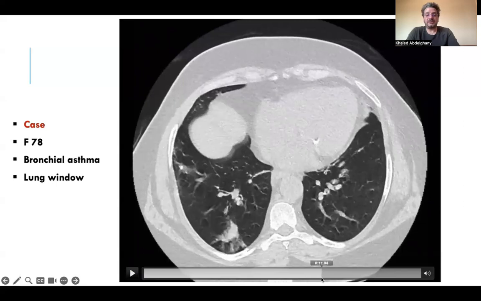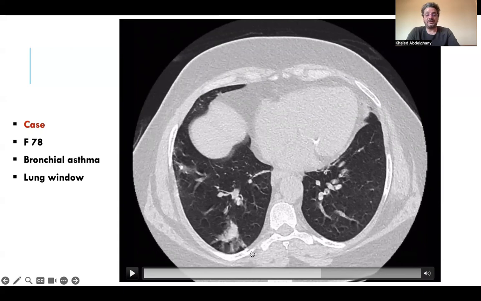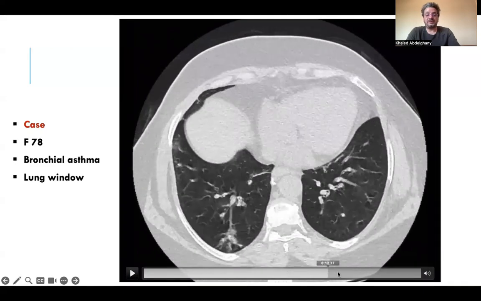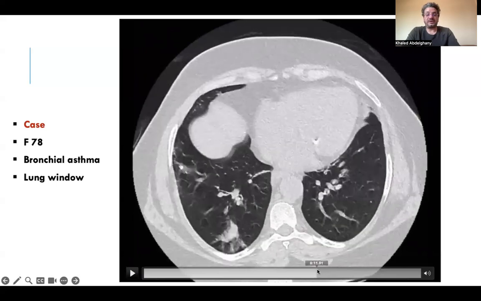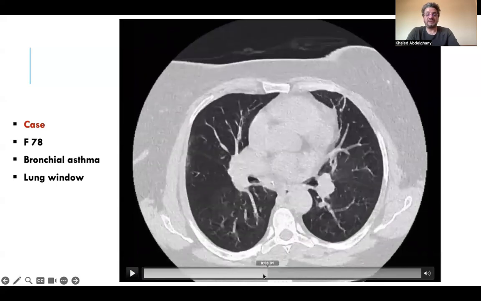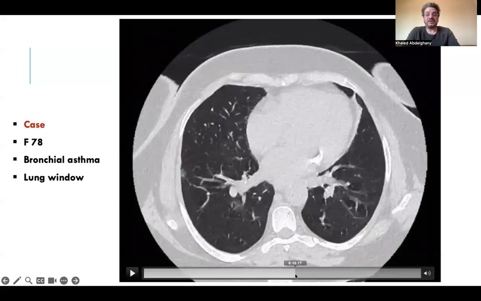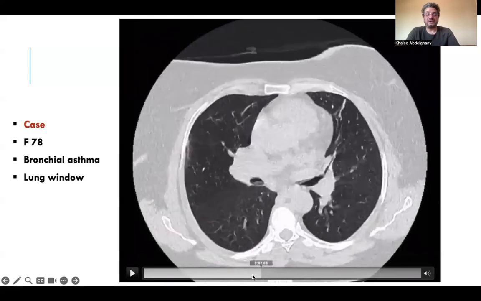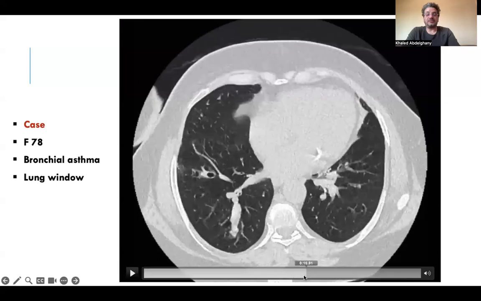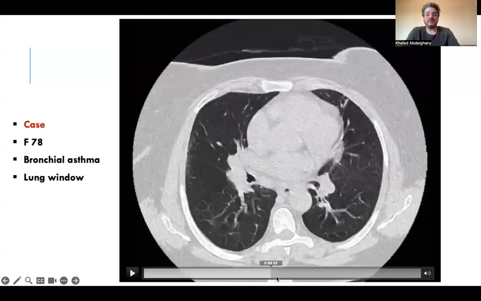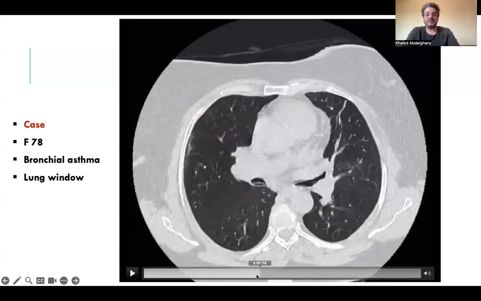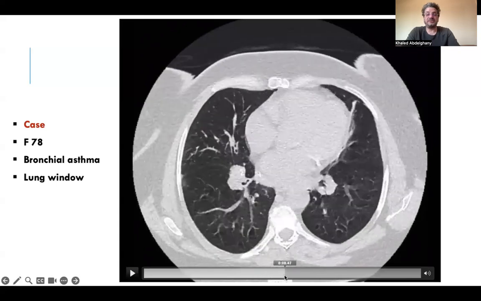And here we can recognize the presence of finger in glove appearance, a description we can use for chest X-ray, and or tree in bud appearance in HRCT. So here we have the triad for chronic infection of specific etiology, but no lobar predilection, and it's unilateral. Bronchial asthma is a clue to diagnose allergic bronchopulmonary aspergillosis in this case.